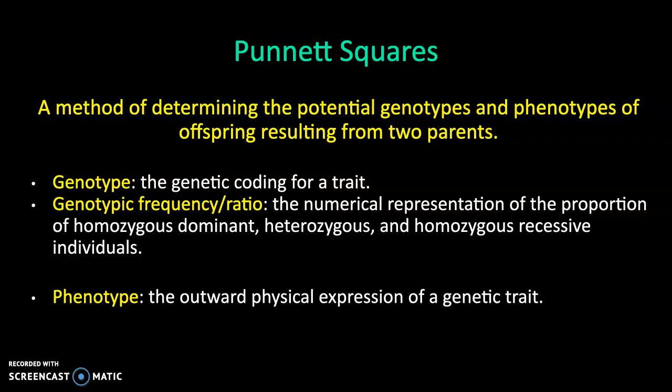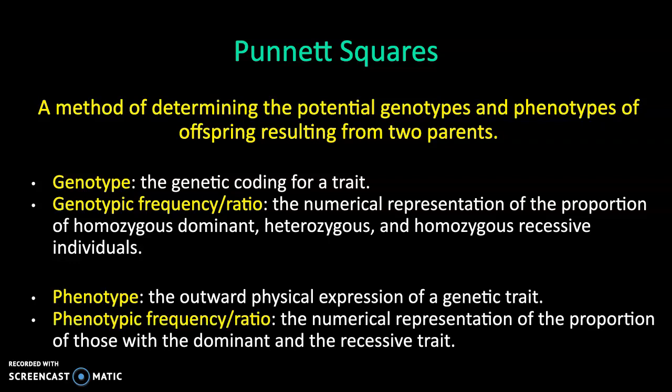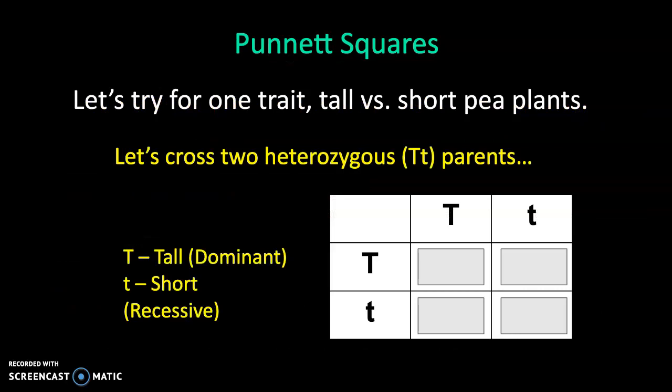Another definition that we should know already: the phenotype is the outward physical expression of this genetic trait. We're also learning our phenotypic frequency or ratio here. The phenotypic frequency or the phenotypic ratio is the numerical representation of the proportion of those with the dominant and with the recessive form of the trait. So let's put this into practice. How do we do a Punnett square?